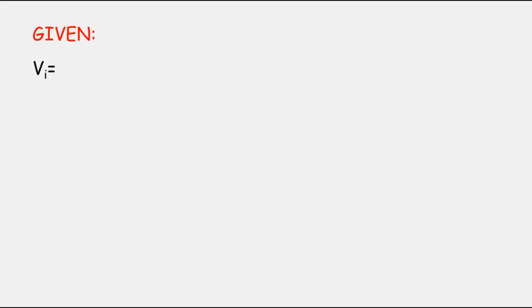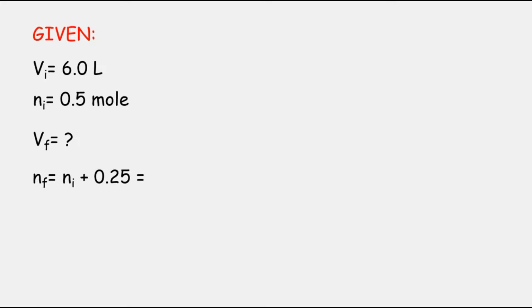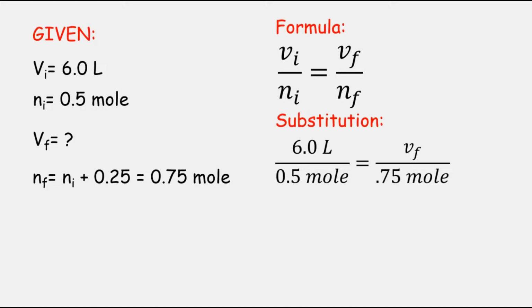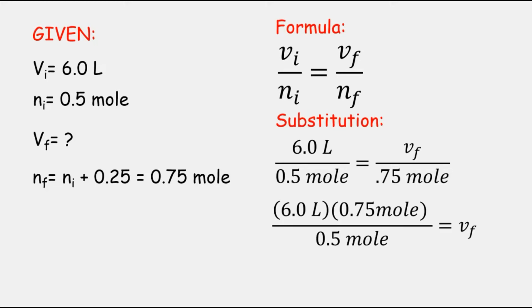For the given, we have 6 liters for the initial volume and 0.5 moles for the initial amount of matter. The final volume of the substance is unknown, while the final amount of matter is 0.75 moles. The formula for Avogadro's law is initial volume over initial amount of matter equals final volume over final amount of matter. Substituting the given to the formula and simplifying, we have the final volume as 9 liters.